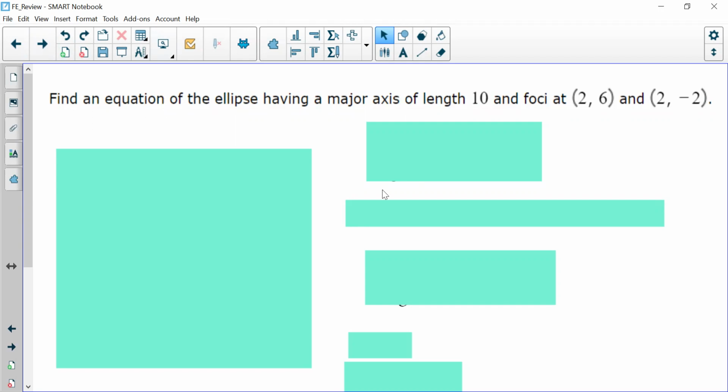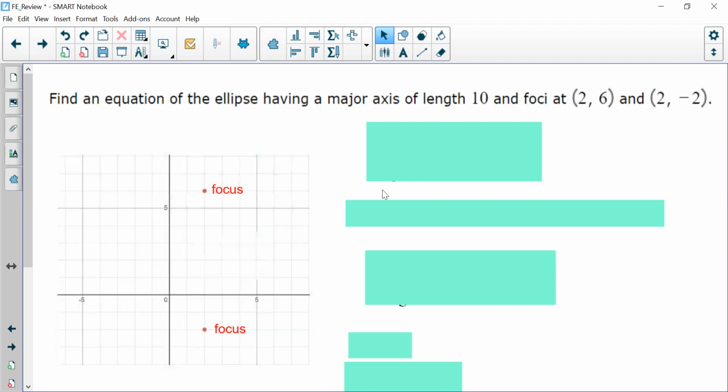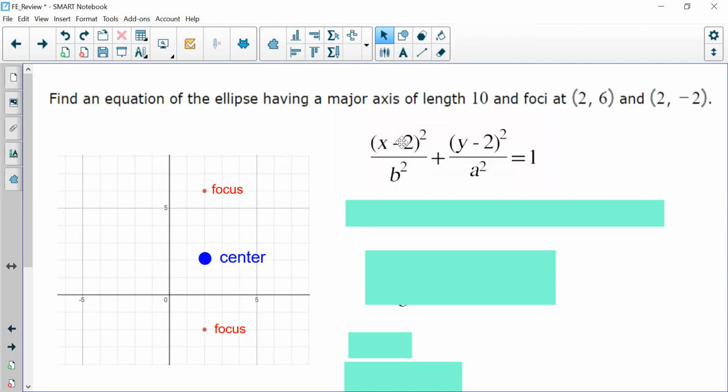So I always love to look at the graph. Each focus is here and here, which tells me that it's oriented vertically, which means the bigger number is going to be underneath the y. And since one focus is here, one focus is here, the center has to be in the middle of those two. So we know that the center is (2, 2). That means I get to write this much of my equation.